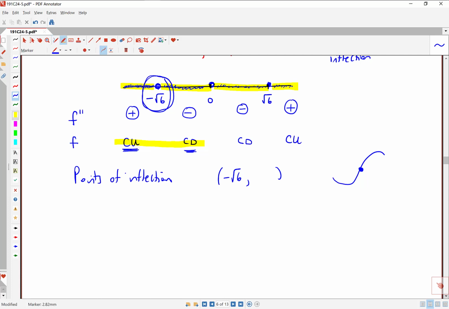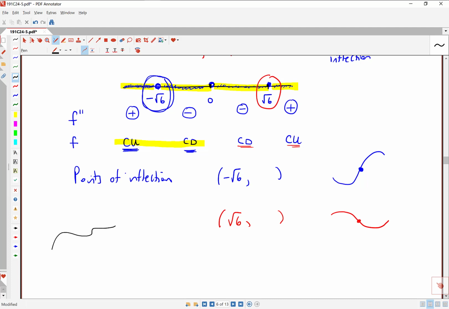Okay, and then x equals 0 is not a point of inflection because the concavity does not change there. But at x equal positive root 6, we do have another point of inflection because our function is moving from concave down to concave up. So second point of inflection when x is equal to positive root 6. If we just draw a picture of what that looks like, the graph at that point is moving from being concave down to then being concave up. So something like this.